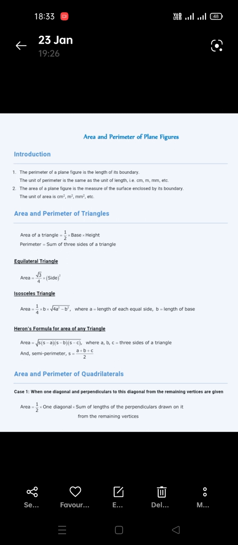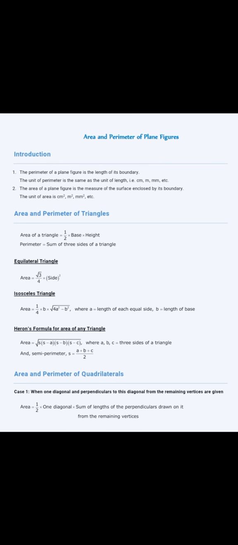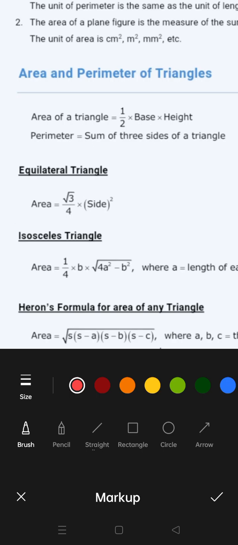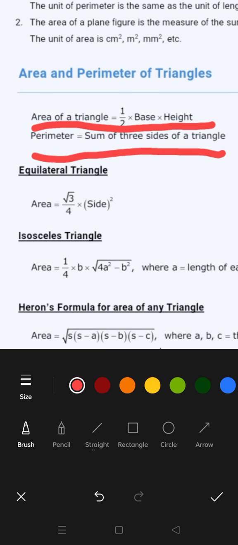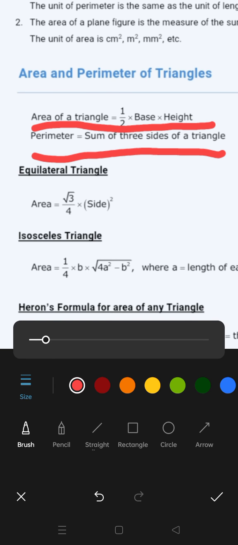Now let's come to our 9th class topic. Up to here we were aware of these things. We know the formula and can do it very rapidly. But now let's see the area and perimeter of types of triangles. These both things are so simple that a child can tell you.